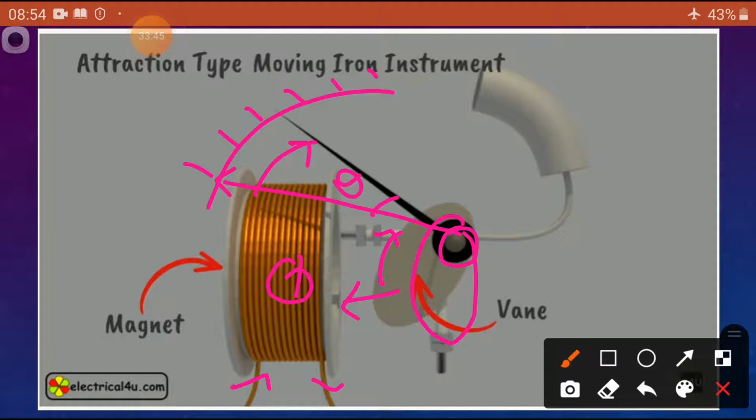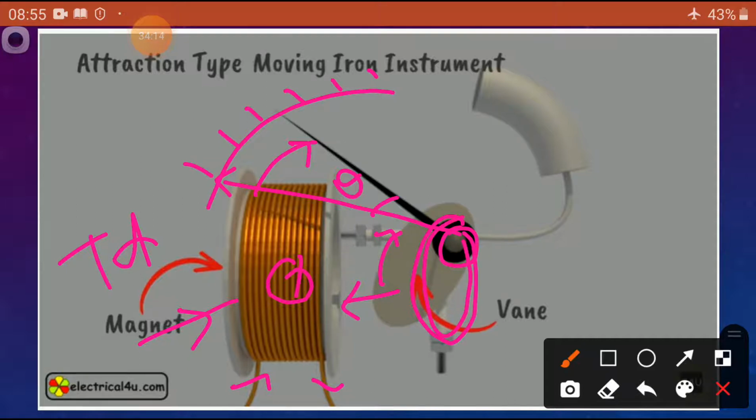So what factors does the deflecting torque depend upon? The deflecting torque is based on the attraction. It depends on the current I, so the deflecting torque is produced by the current. If the current is more, the deflecting torque is more. At the same time, the iron piece also gets magnetized.